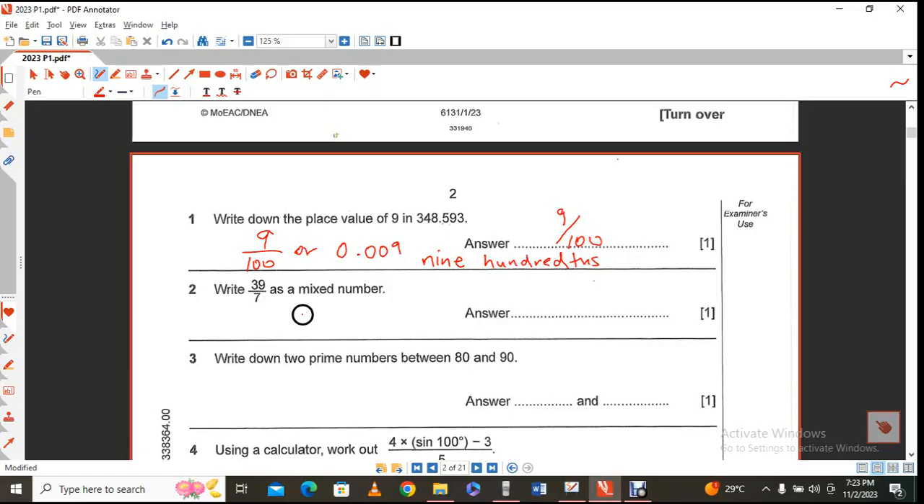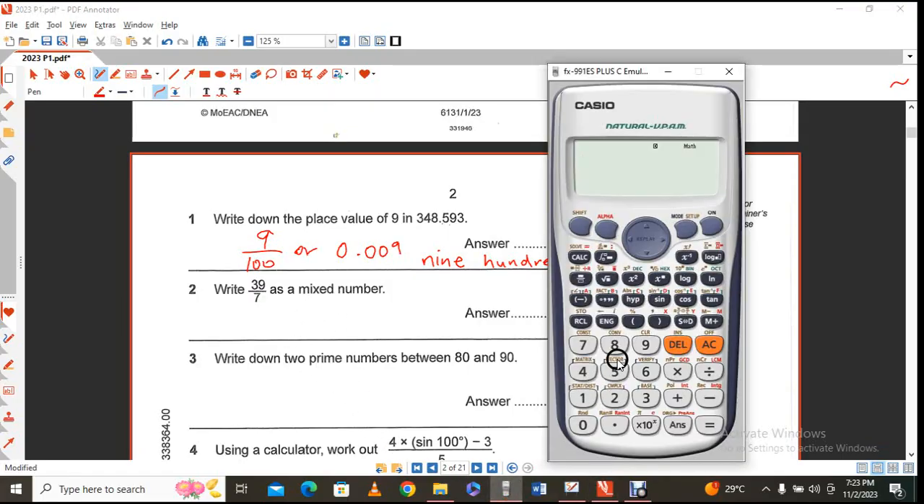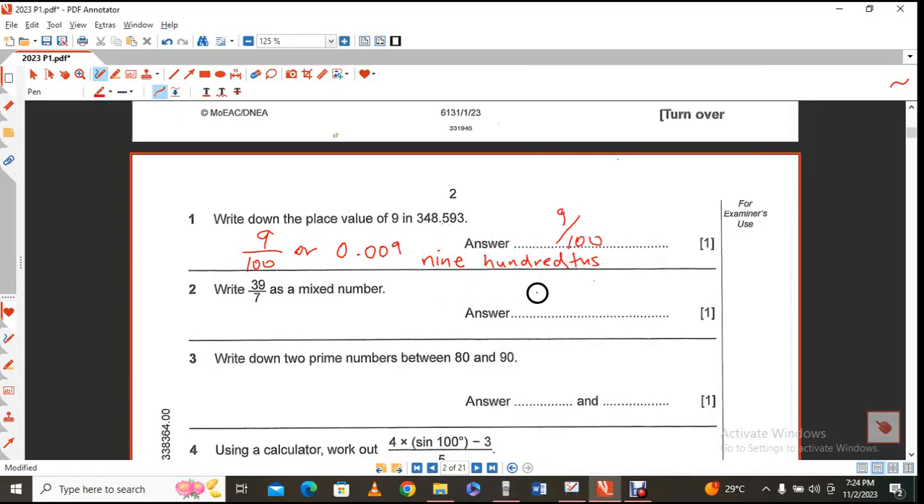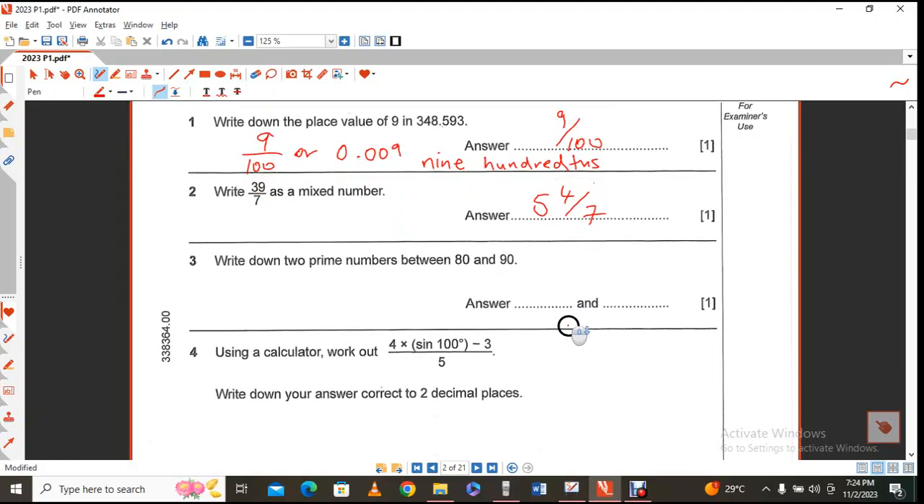Then you have to write this as a mixed number. Well, of course, grab your calculator so you do not make mistakes. So you have 39 upon 7. If you hit equal to and you shift and hit the fraction button, the SD to decimal, can you see that you have 5 and 4 upon 7? 5 and 4 over 7. Okay, do not get these type of questions wrong.